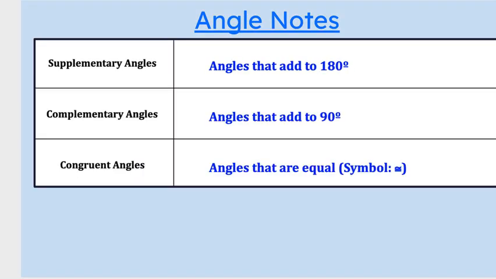Next, we have congruent angles. Congruent angles use a symbol. It has this little equal sign with a little squiggle above it. That symbol is the congruent symbol, which means that whatever you're talking about with angles or sides, the measures are exactly the same.